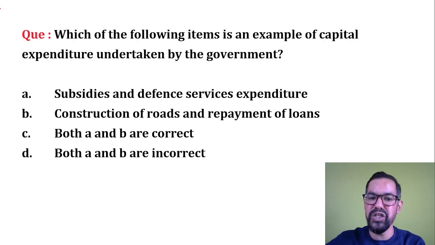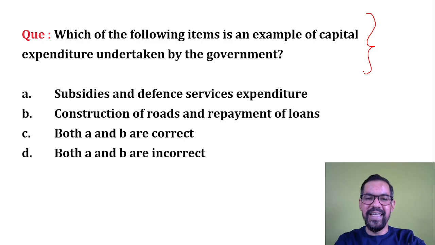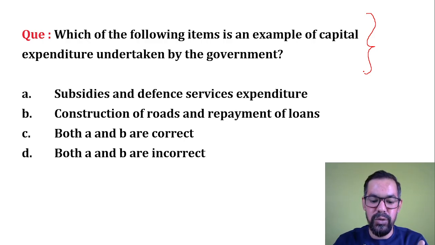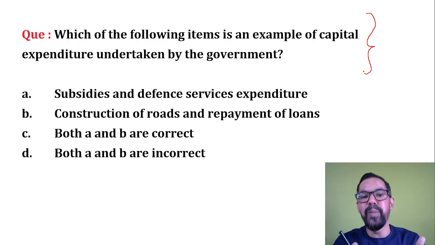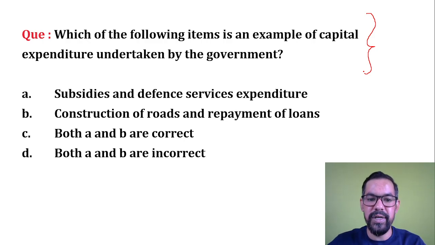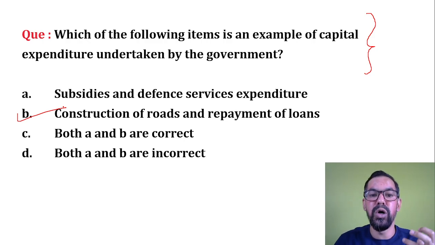Next one. Which of the following items is an example of capital expenditure undertaken by a government during a budget announcement? I hope now you can easily answer this particular question. As I told you, revenue is generally for day-to-day functioning of government departments, and capital is creation of permanent assets. Subsidies and defense service expenditure are part of revenue expenditure. Construction of roads: if you are constructing roads, it means you are creating a permanent asset, so the government has a long term vision with that particular one. So option B will be the right answer for this particular one.